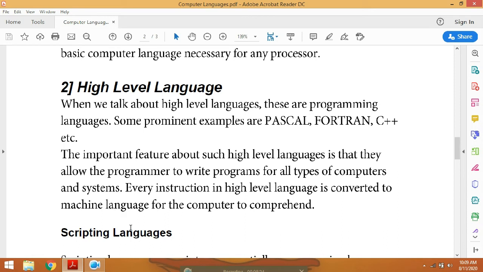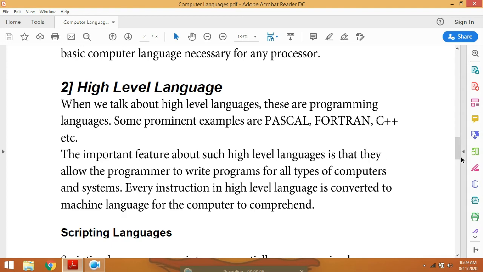Now, one of the most important features of high level languages is that they allow the programmer to write programs for all types of computers and systems. You can write programs for supercomputers, for computers used at home, or for computers that are designed for a specific purpose. You can write programs for all types of computers available. That's why users prefer high level languages. The instructions are given in the high level languages, and they are further converted into machine level language by a converter.